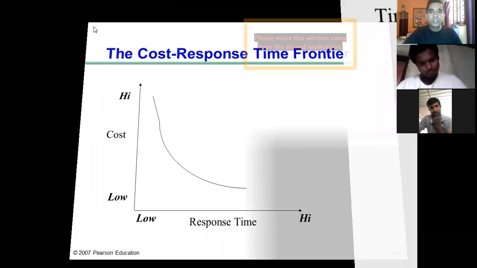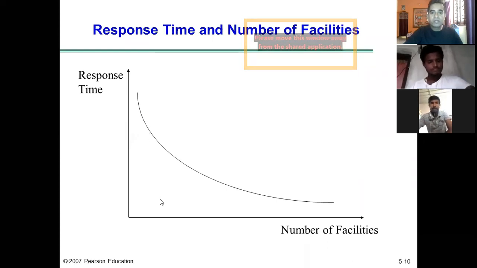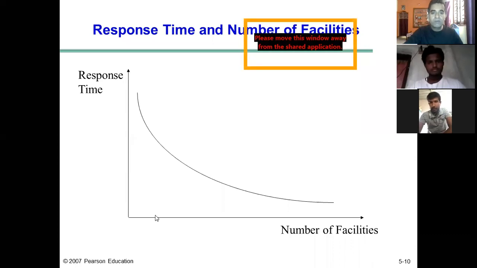The second relationship that we need to learn is response time and the number of facilities. So along y-axis, the response time from low to high, and the number of facilities from lesser to higher number. So as we can see here, if the company has a fewer number of facilities, the response time will be higher. So lower the number of facilities or warehouses, higher will be the response time.